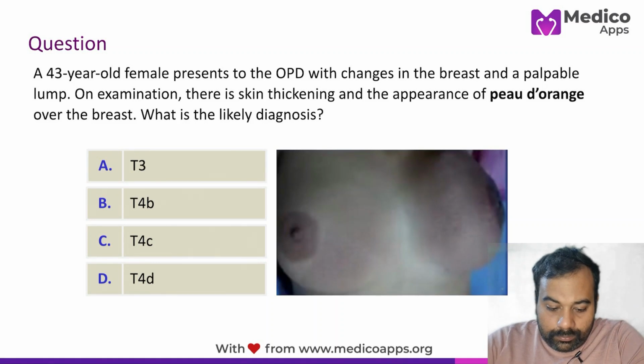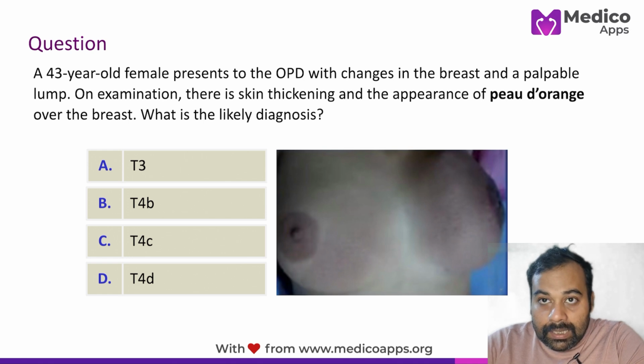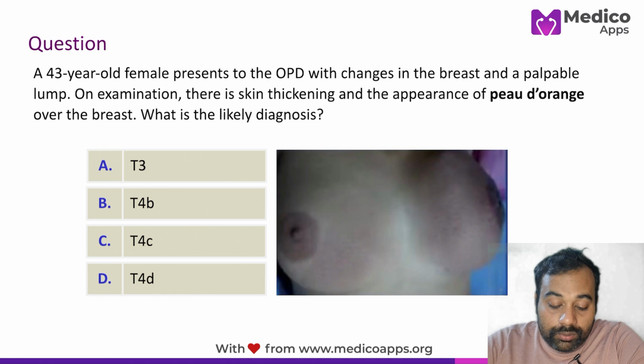So let's talk about our next question. A 43-year-old female presents to the OPD with changes in the breast and a palpable lump. On examination, the skin is thickened and there is a peau d'orange appearance over the breast. What is the likely diagnosis in this patient? So we have the four options. Option A, that is T3, option B, T4B, option C, that is T4C, and option D is T4D.